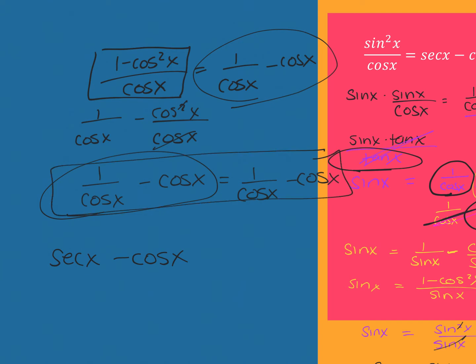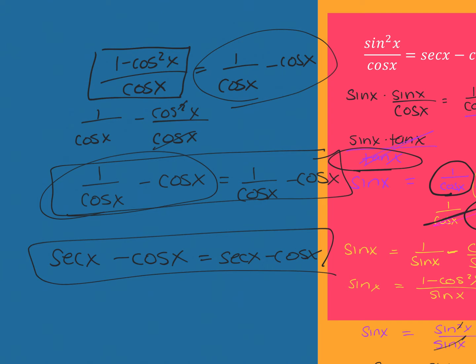You would have had to change both, or keep changing the left side to get back to the secant x minus cosine x. But as long as they equal each other, correct. Yep, because sometimes it's easier to work both sides.